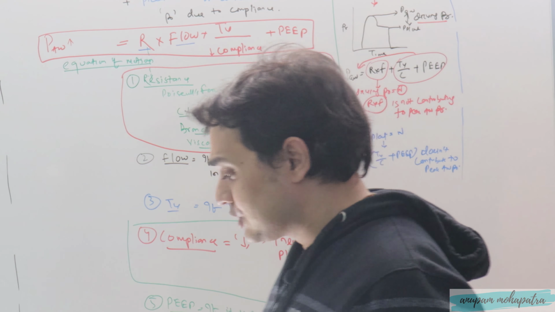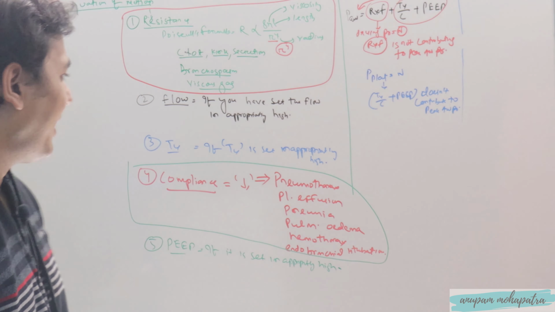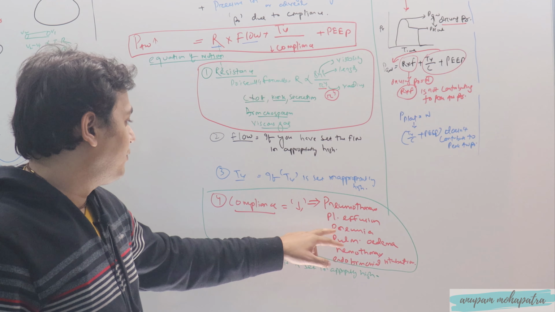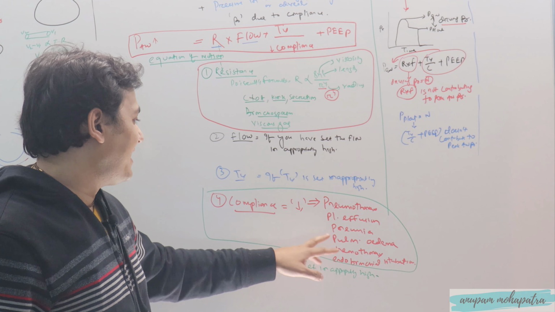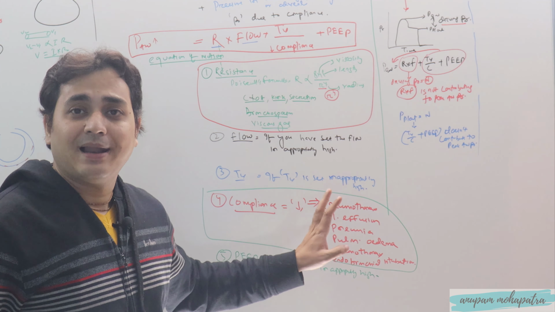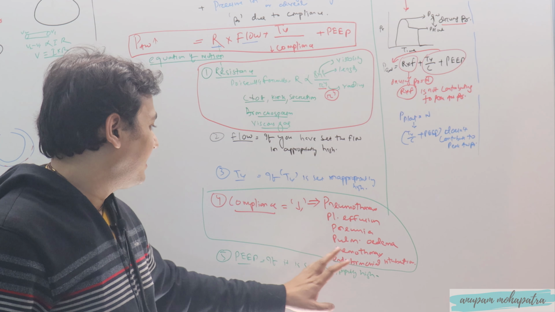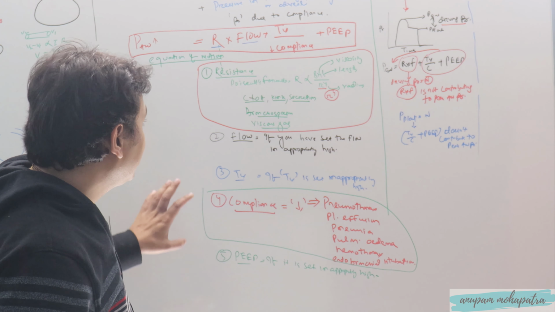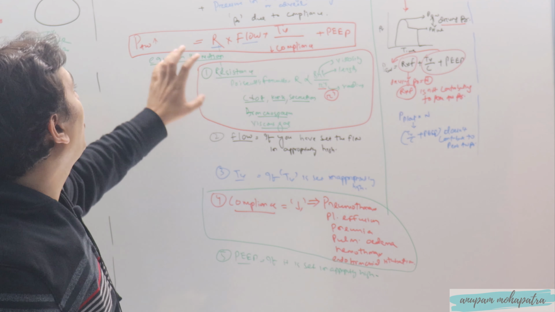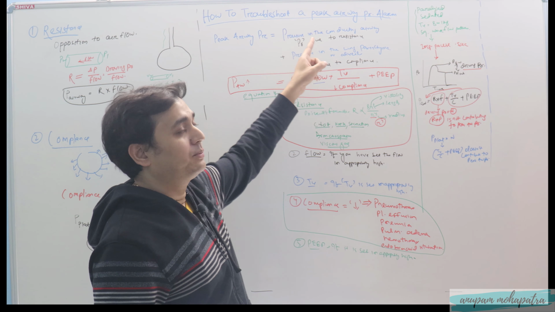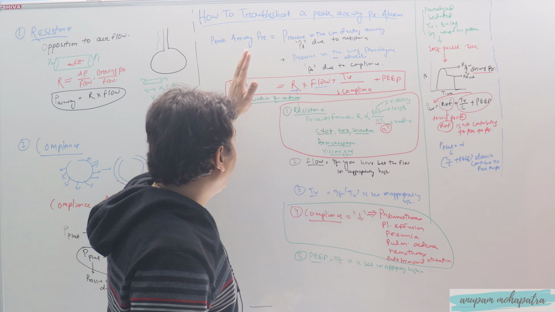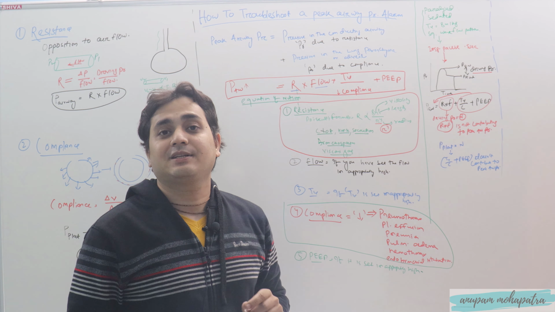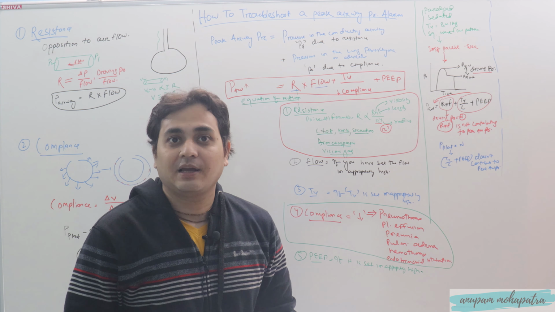If compliance is decreased, then you have to find out why. Do an X-ray. If it's pneumothorax, put a needle. If it's effusion, put a needle. Pneumonia, give antibiotics. Pulmonary edema, give Lasix and use a moderate PEEP. Hemothorax, drain. Endobronchial intubation, just pull back the tube. So these are the things you have to take care of when you are dealing with how to troubleshoot a peak airway pressure alarm. If you go one by one, I am 100% sure that in the next patient you treat, you will do it absolutely wonderfully.